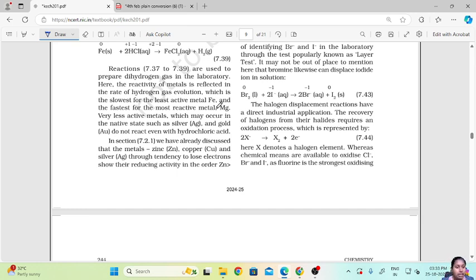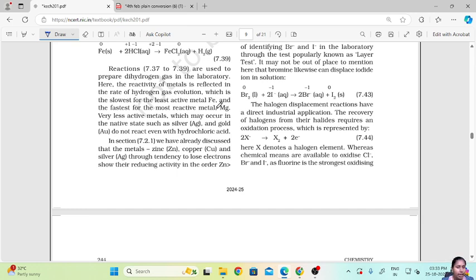Now, very less reactive metals which may occur in the native state, such as silver and gold, do not react even with hydrochloric acid. There are very few metals which occur in the native state, such as silver and gold.